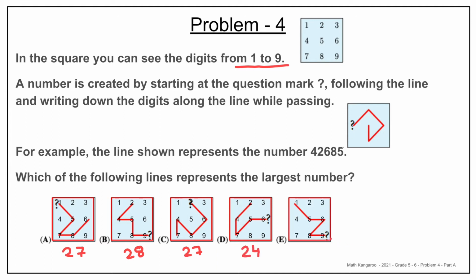Option E. We have 8 plus 9 gives us 17. 17 plus 6 gives us 23. 23 plus 5 gives us 28. 28 plus 1 gives us 29. So the largest number is 29. So our answer is option E.